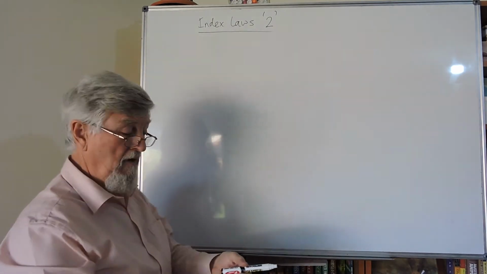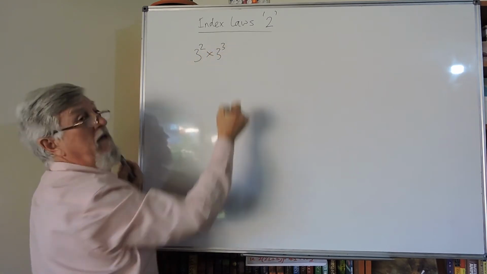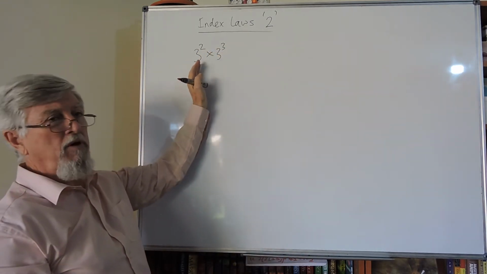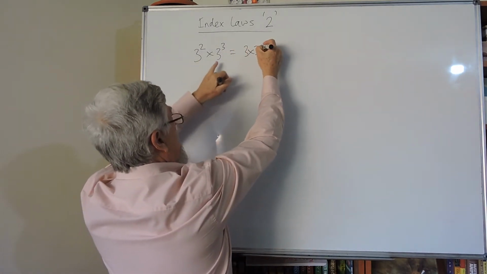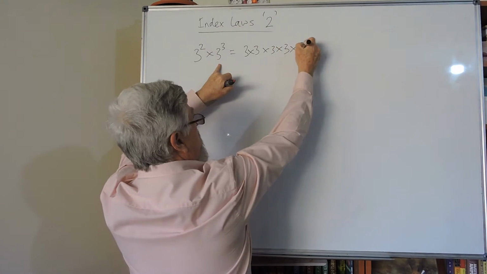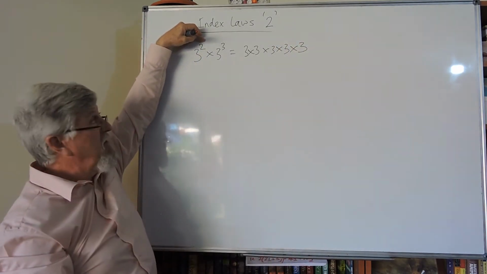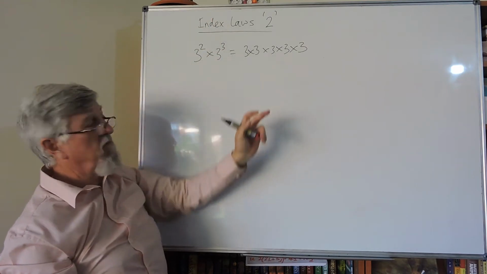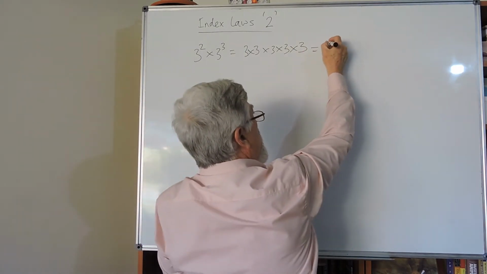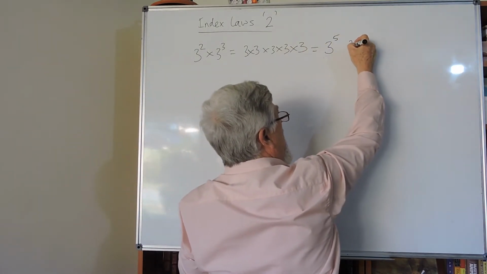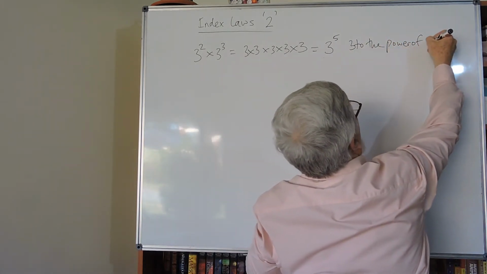Index laws number 2. In the previous video I was talking about 3 to the 2 times 3 to the 3. Someone, or a group of people, decided a lot of years ago that would be 3 times 3 times 3 times 3 times 3. That means write the 3 twice with multiplication in between, then the 3 three times with multiplication in between. Now you can see there's 1, 2, 3, 4, 5 of them. So you write that as 3 to the 5. So we talk about 3 to the power of 5.